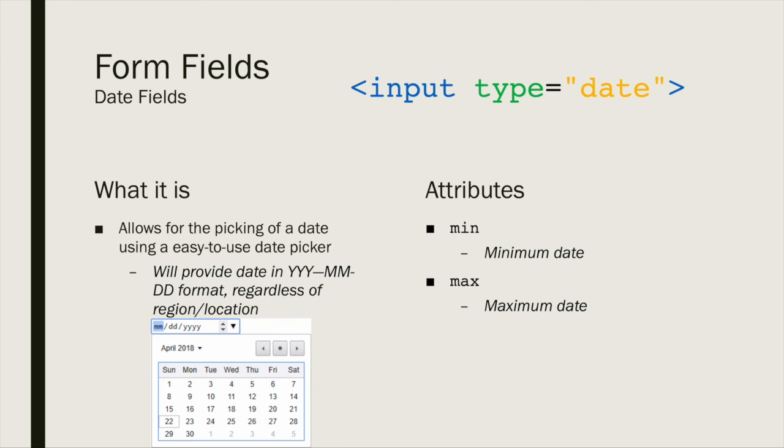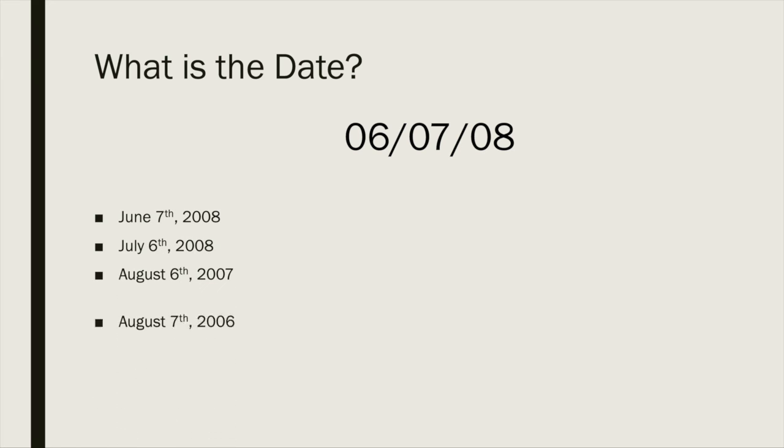But before we get into that, let's do a little quiz. Hopefully this seems kind of familiar from the time tag, but if you take a look at this date right here, 06/07/08, what could this be? June 7th, 2008, July 6th, 2008, August 6th, 2007, August 7th, 2006, or June 7th, 3008.